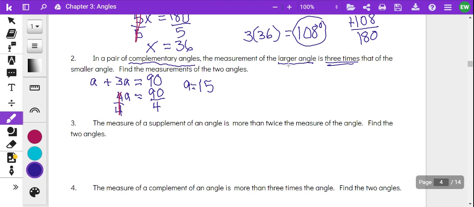It's all right. So, the larger angle is 3 times that of the smaller angle. Let's just start with the smaller angle, which was just 1A. So, the smaller angle is 15 degrees, right? The larger angle was 3 times 15. Oh, shoot. That's completely wrong.